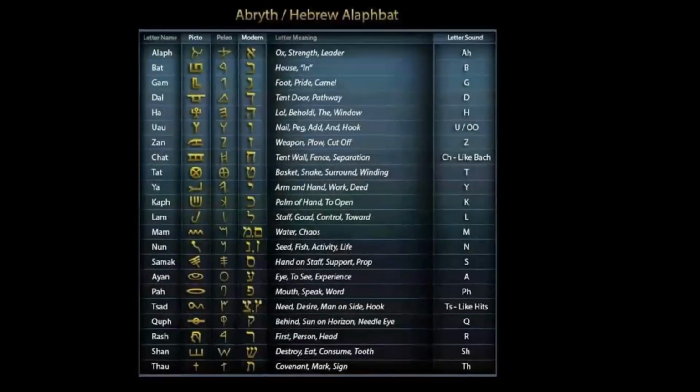So let us remind ourselves of the letters contained in the Abryth language. There are 22 letters. They are Aleph, Bat, Gam, Dal, Ha, U, Zan, Chat, Tat, Ya, Kaf, Lam, Mam, Nun, Samak, Ayan, Pa, Sad, Kuf, Rash, Shan, Tau.